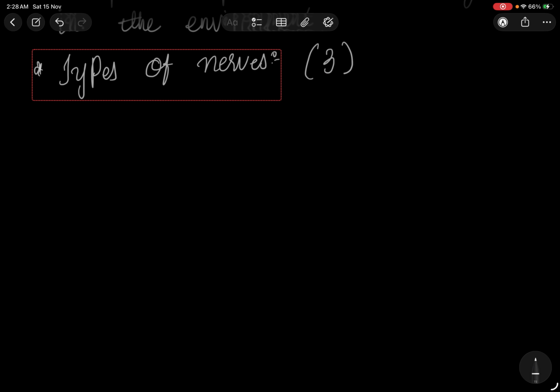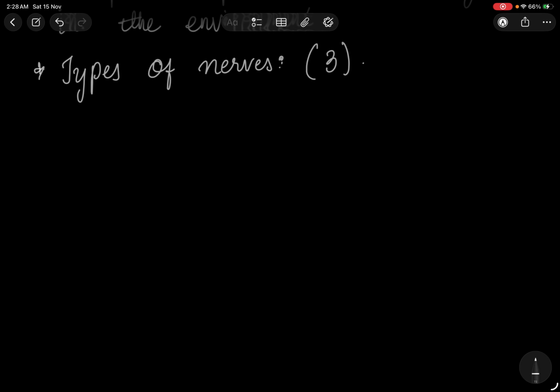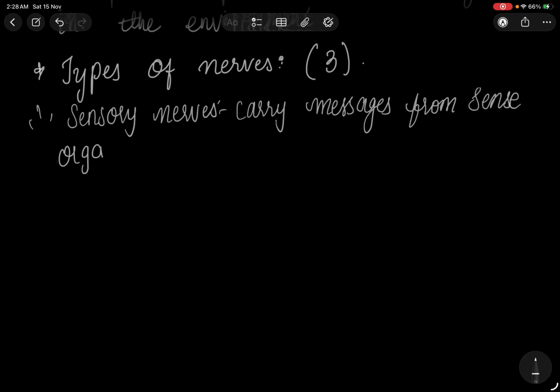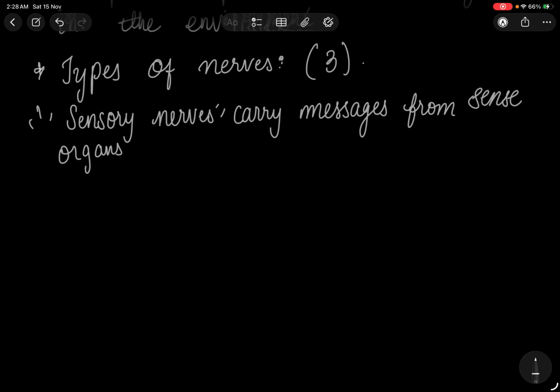Now let us see about types of nerves. There are 3 types. Okay, so the first one is sensory nerves. It carries messages from sense organs. What are sense organs? There are 5 types of sense organs. To the brain and spinal cord.